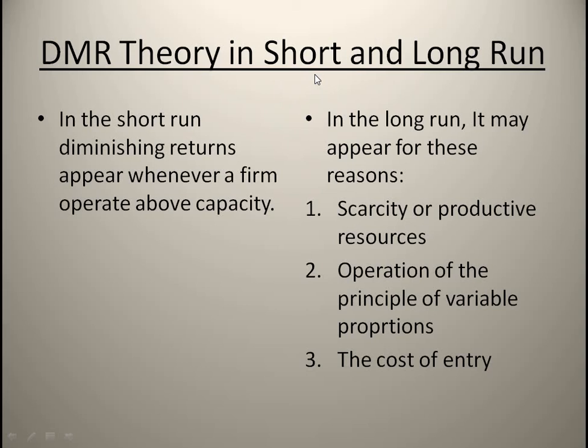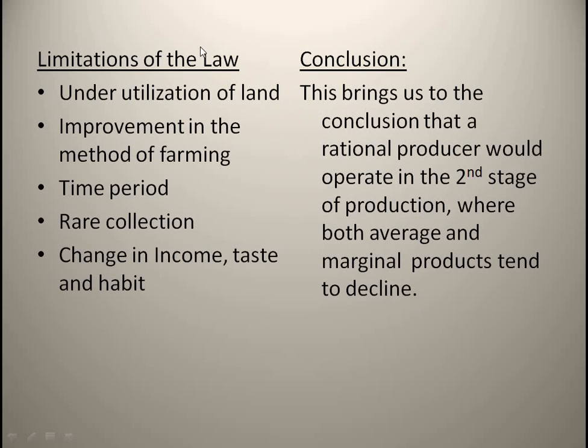DMR theory in the short run and the long run. In the short run, it appears whenever a firm operates above capacity. In the long run, it might appear due to scarcity of productive resources, operation of the principle of variable proportion, and the cost of entry. Because of these reasons, DMR theory will work in the short run and also in the long run.